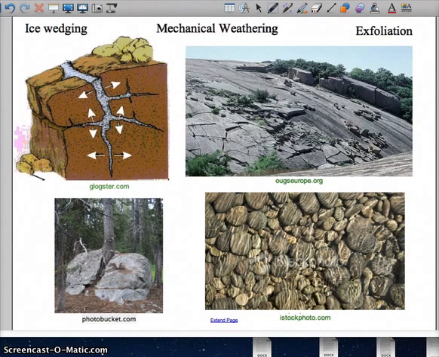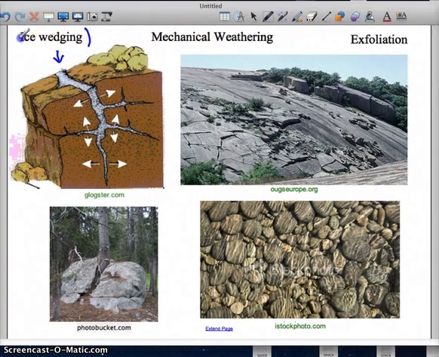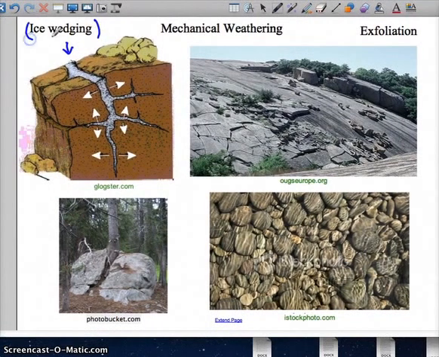The first one up at the very top is the effects of frozen water. This is called ice wedging. You can see the rock here had water that crept into it, and then once it got cold enough to freeze, it froze. Now you probably know what happens whenever water freezes. It expands. So that's how the expansion breaks up this rock here. That's a very powerful form of weathering that breaks rocks up.